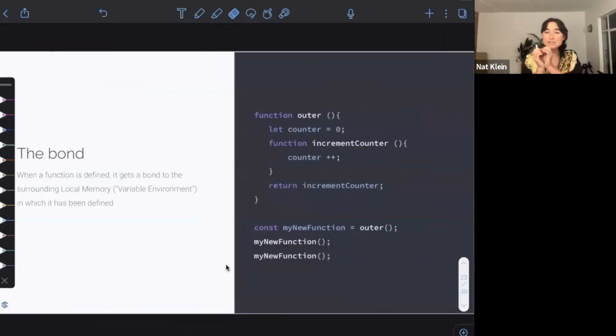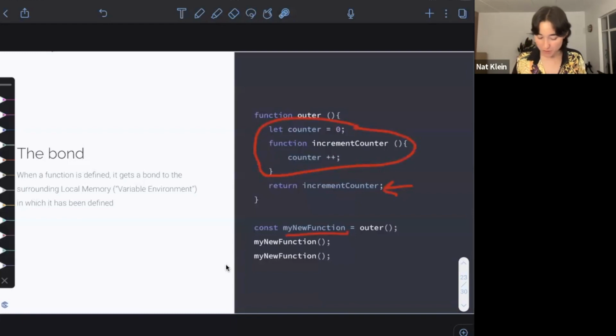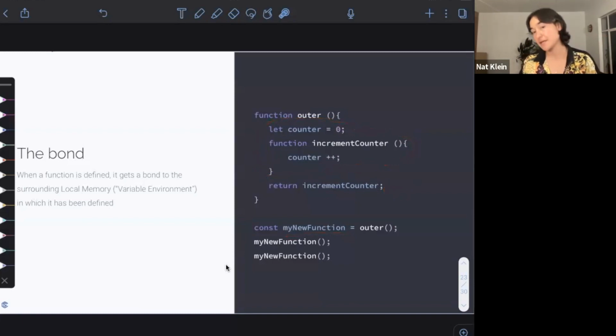But yes, this bond that was created when we returned increment counter out of outer, this bond was created between this new function label, my new function, and the variables that were declared at the same context as our returned function increment counter. This bond is created. And we can also say that everything from the local memory or the variable environment is what ends up in that closure or in that backpack.